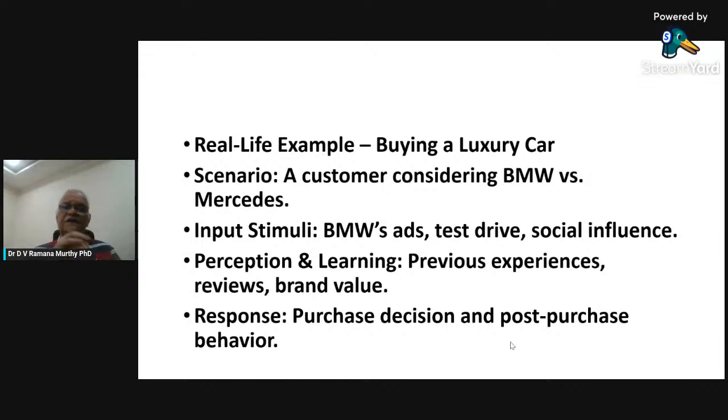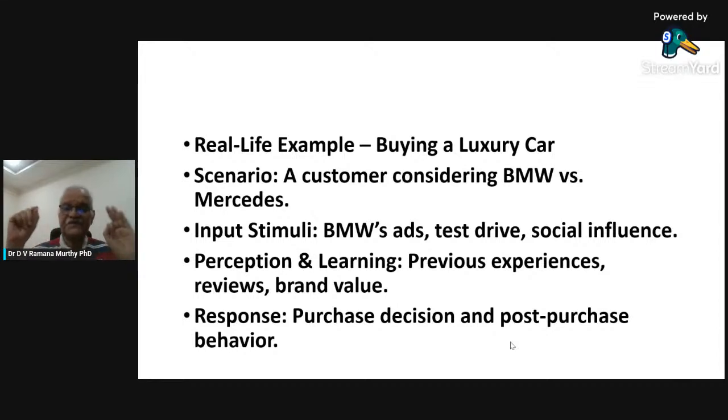So let us examine a real life example. Suppose you want to buy a car, any customer buying a car. A customer considering BMW versus Mercedes Benz. Now, input stimuli: what gets into the consumer's mind? One, BMW's advertisements. When he walks into the car showroom, a test drive experience, and other friends and other people who are there with his bracket and his lifestyle influencing, it can be celebrity advertisement or his social influence.